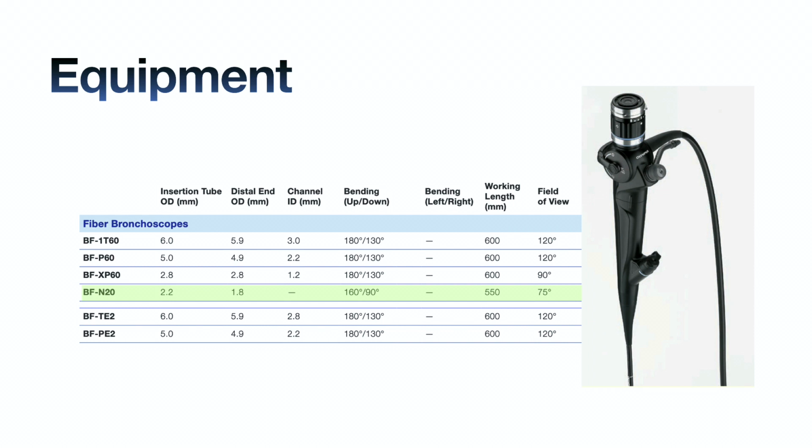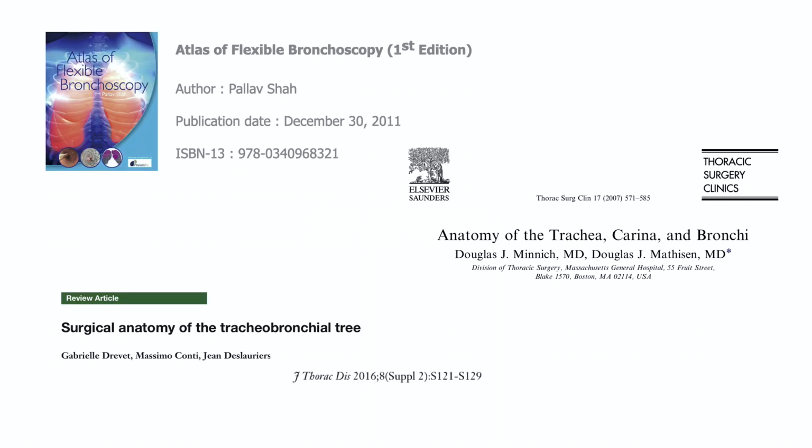Next, we'll talk about the anatomy that we will encounter during a flexible bronchoscopy. The following pictures and diagrams came from these three sources, and the atlas of flexible bronchoscopy is a very good pictorial illustration of the anatomy and also other pathology that we may encounter during a flexible bronchoscopy.